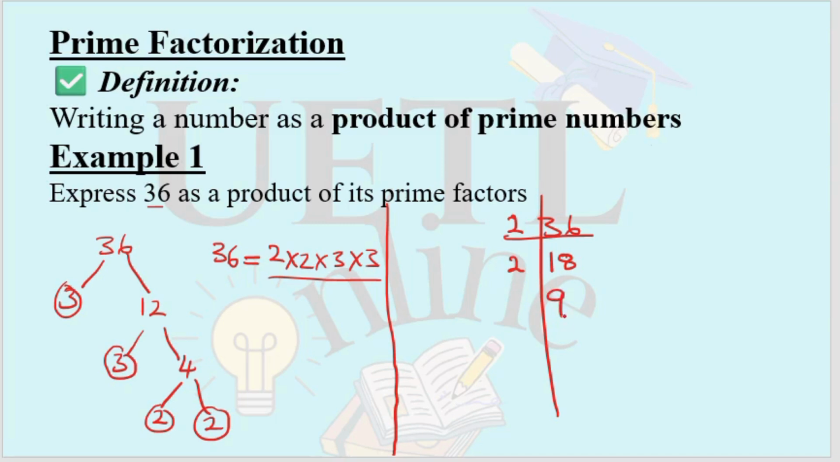Now again you find the smallest prime number that is a factor of 9, which in this case is 3. So 9 divided by 3 is 3. Next you find the smallest prime factor of 3. Here we have 3, so 3 divided by 3 becomes 1. When you reach 1, you can say you have found all the prime factors of 36. So we can express 36 as a product of its prime factors: 36 equals 2 times 2 times 3 times 3. You can see the answers are the same. That's the only step here.